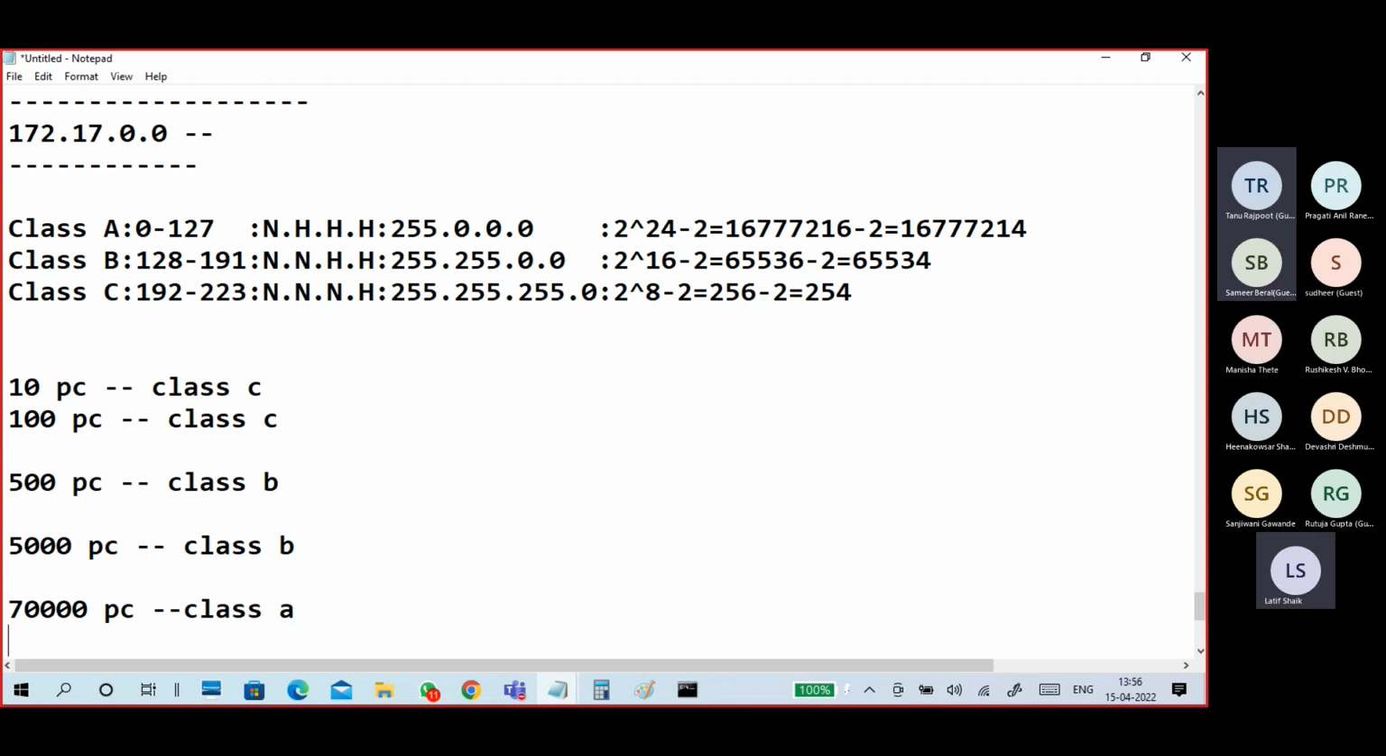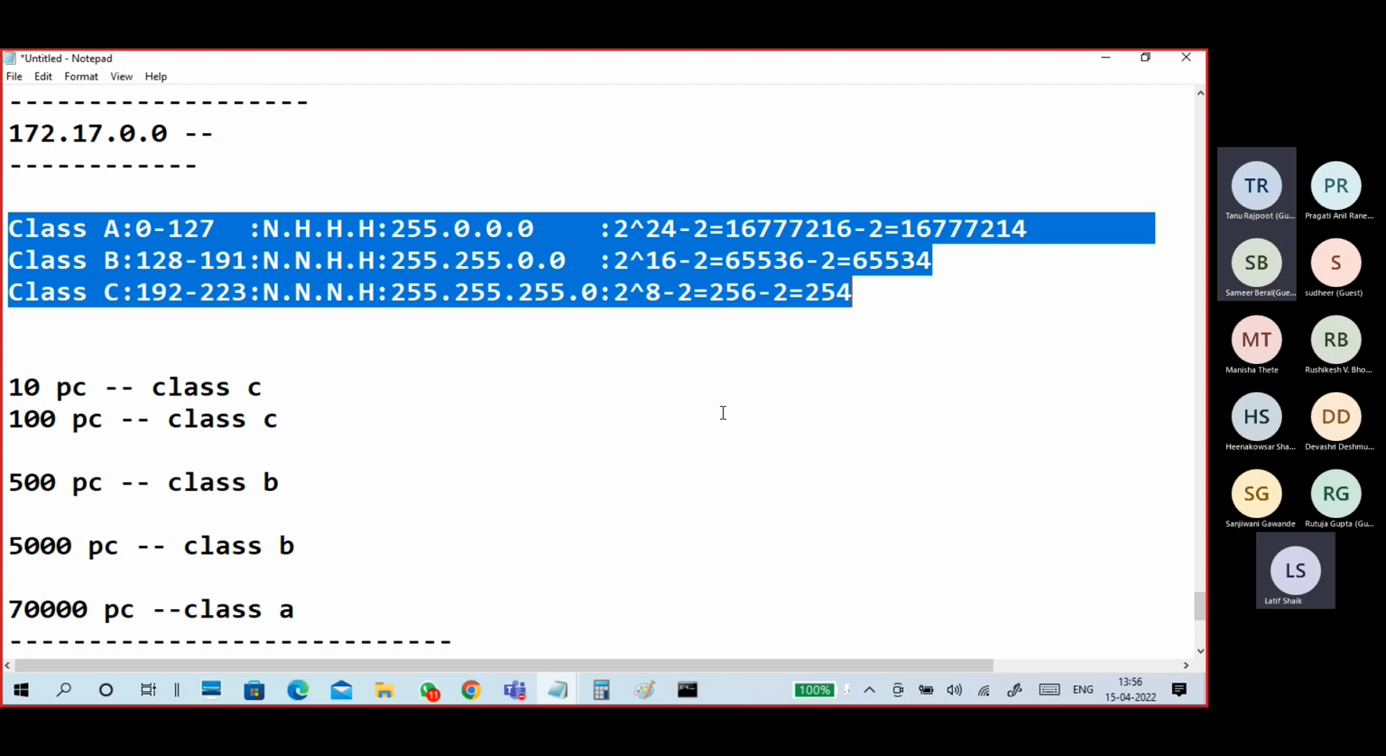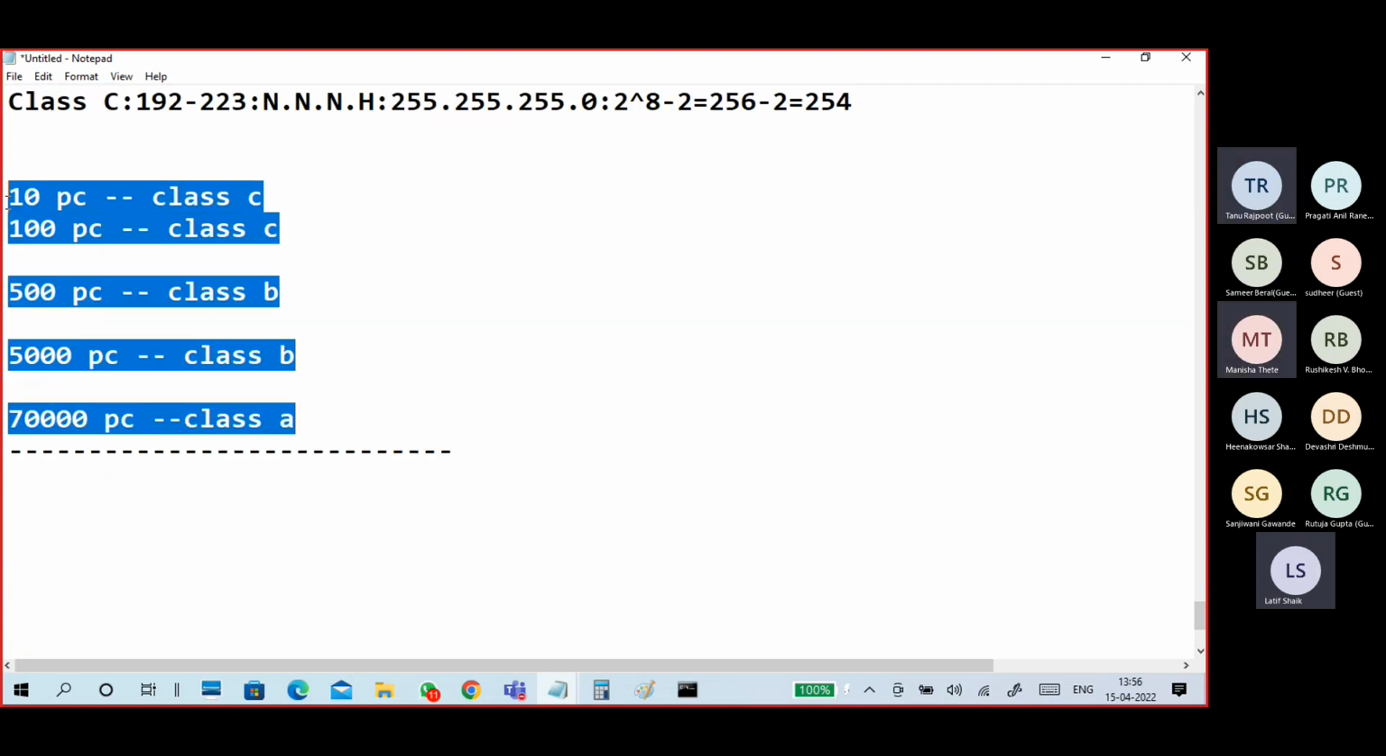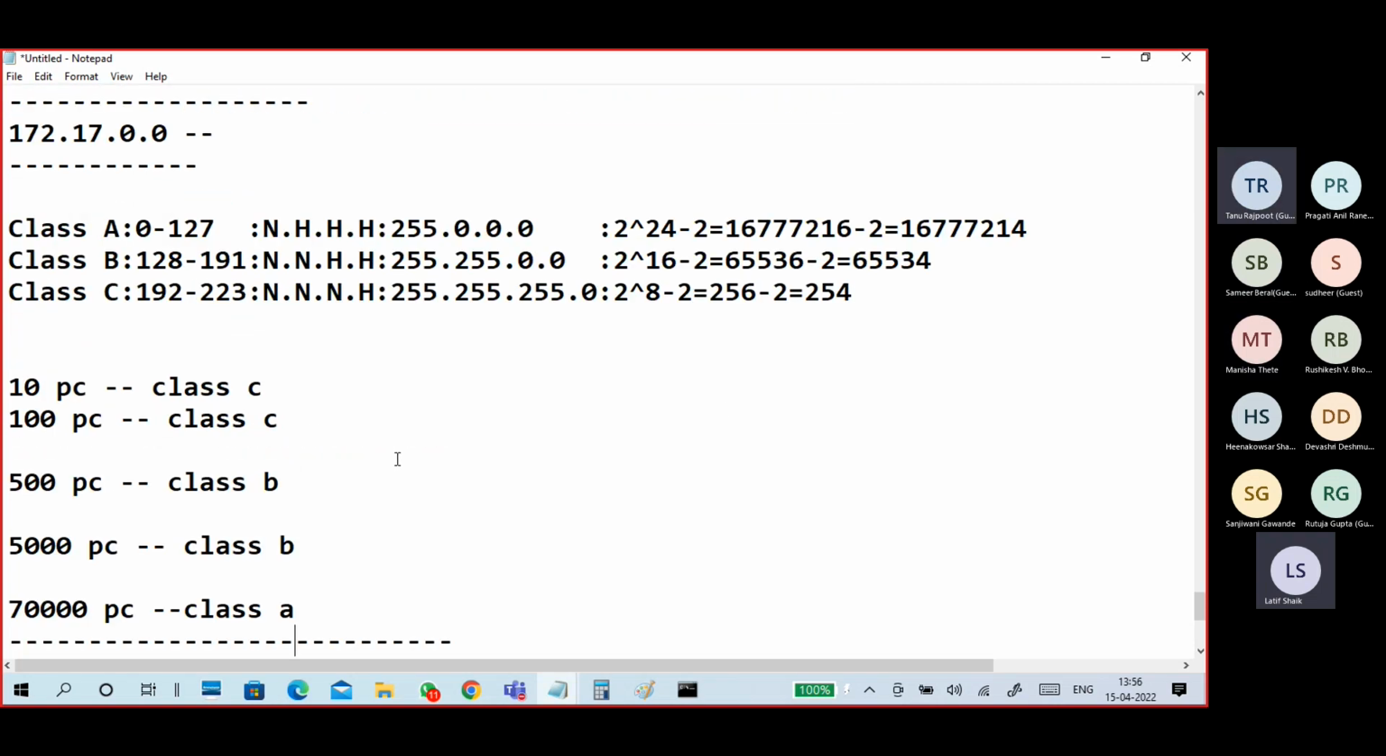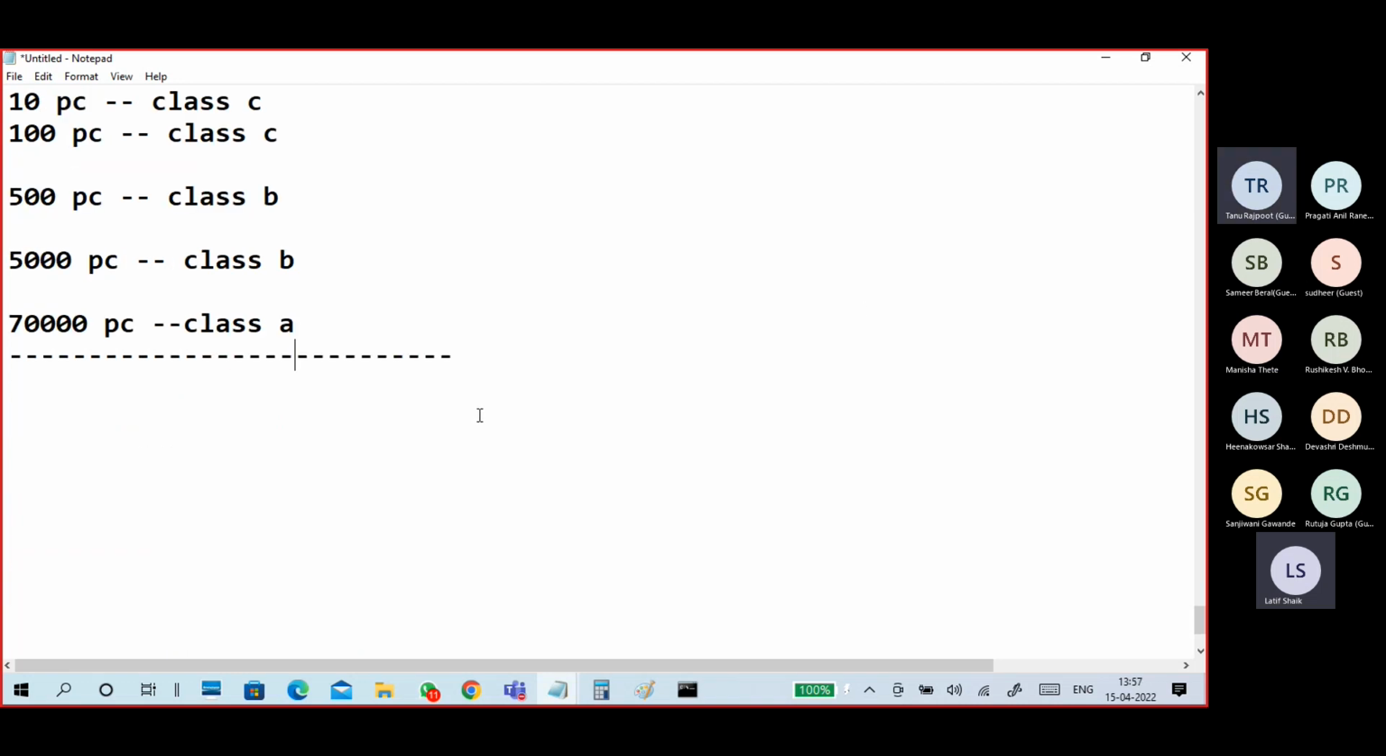So depending upon the number of computers in the network, you can choose what class to use. So you know why we divide the total IP addresses into classes: for this purpose only. Based on the network you are using, you can choose which class it is, and you can limit the number of networks.